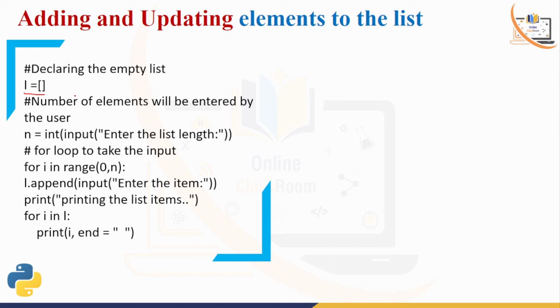So at first we have to create an empty list. After that we have to take the inputs from the user, how many numbers I want to give inputs, right? So here n with the integer input, enter the length of the list. It means suppose the user gives the input of 5, which means the user wants to give 5 numbers inside a list, right?